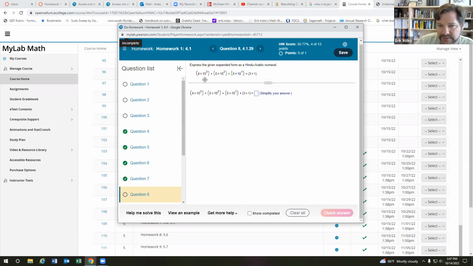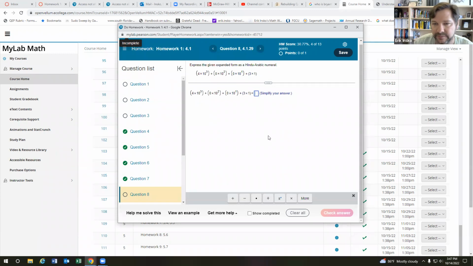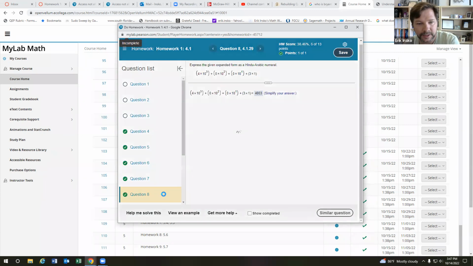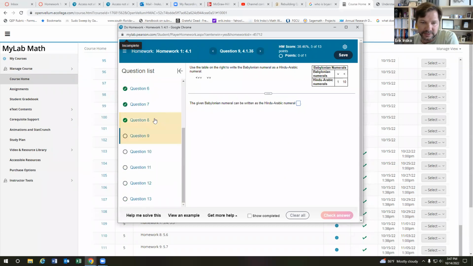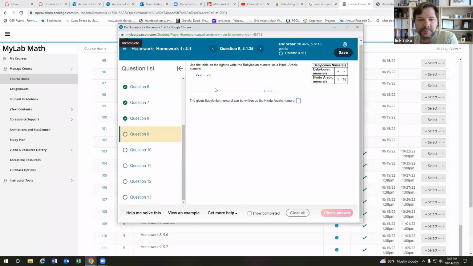Okay, and this is the last question of the section. It says, express the given expanded form as the Hindu numeric value. So this is going to be 4,000 plus 0 times 100 plus 0 times 10, and then plus 3. So 4,003. Okay. And I guess we just did the entire, no, we didn't. There's still some more homework problems here.